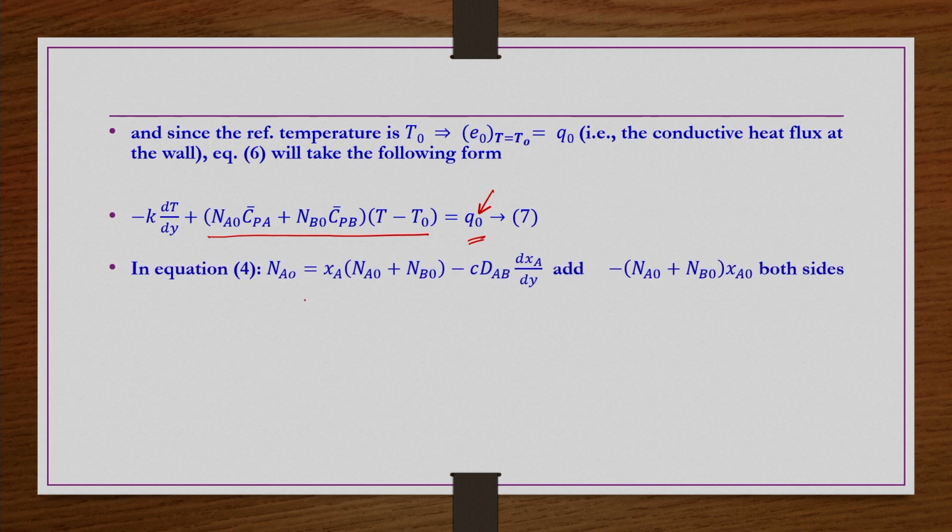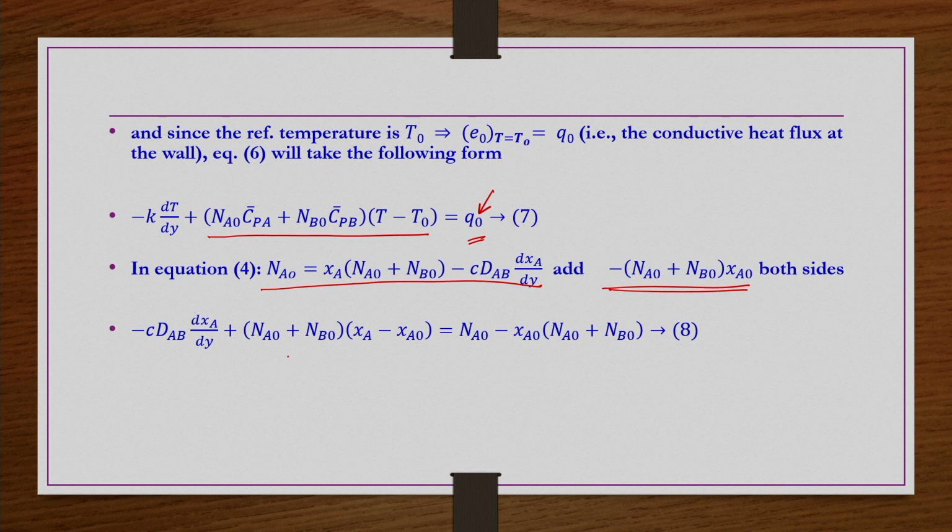Now, in equation 4, this is the equation 4 that we had. So, we are adding minus Xa naught times Na naught plus NB naught on both sides. So, there is a reason we are neither solving this equation number 4 or equation number 7 directly, right. What we are trying to do, we are adding this term to the equation number 4 on both sides. So, then we have this component in the left hand side, and then in the right hand side Na naught is already there. So, minus Xa naught times Na naught plus NB naught, right.